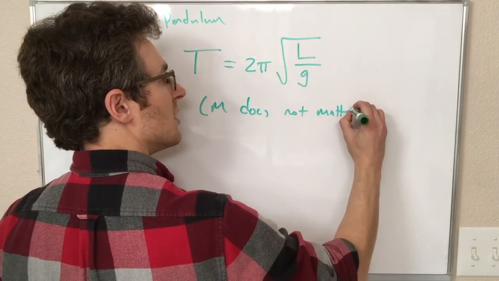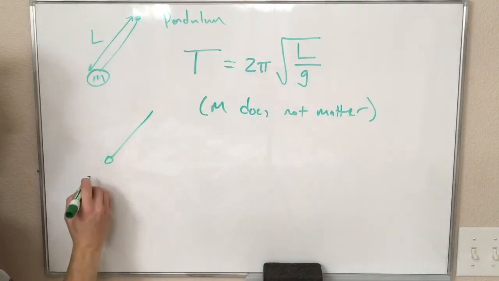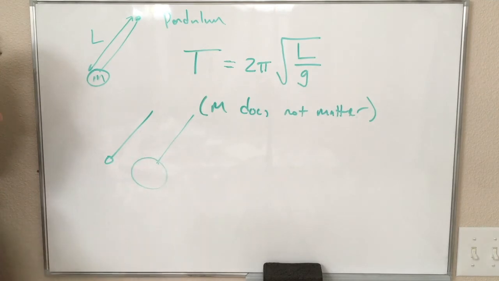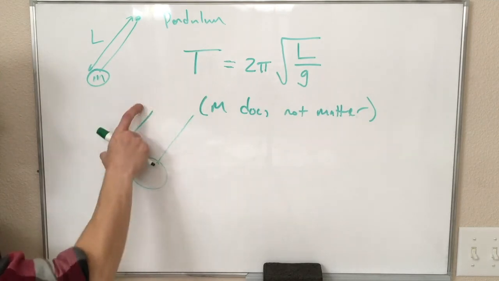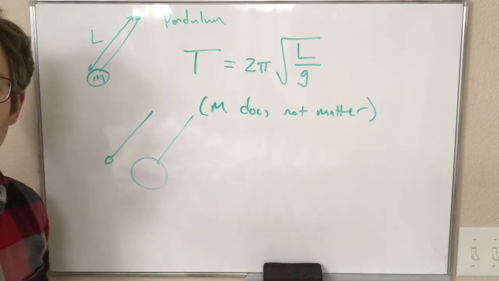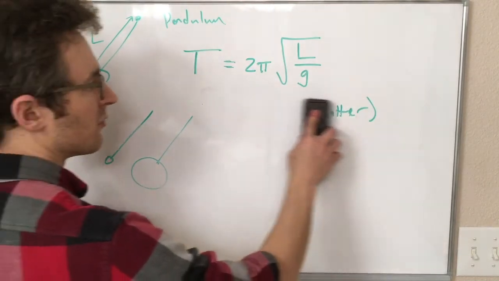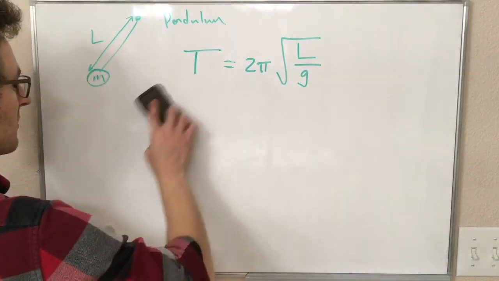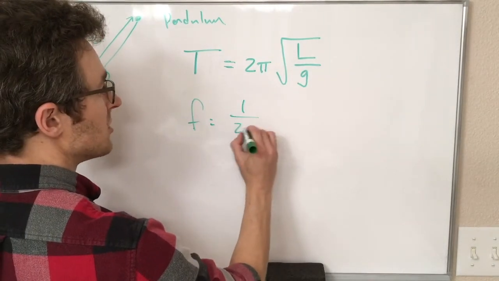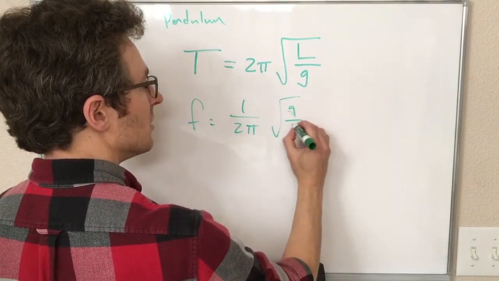So in other words, if you have two pendulums that are the same length, and one of them has a marble and one of them has a bowling ball, as long as the lengths are the same, they're going to take the same amount of time to swing back and forth. So this is our pendulum equation. Similarly to what we did for the mass and spring, we can write down the frequency version of this equation, which is just 1 over this equation, so 1 over 2 pi root g over L.